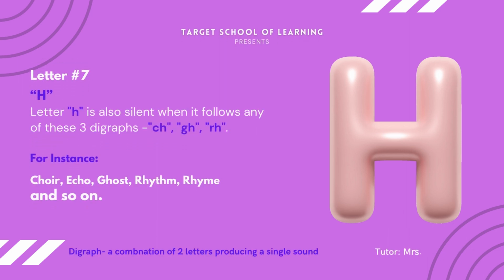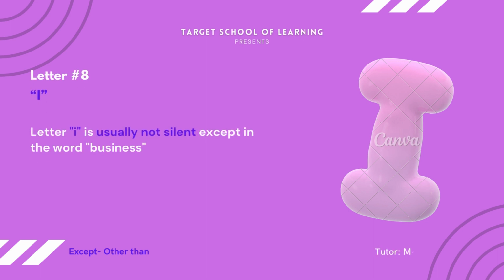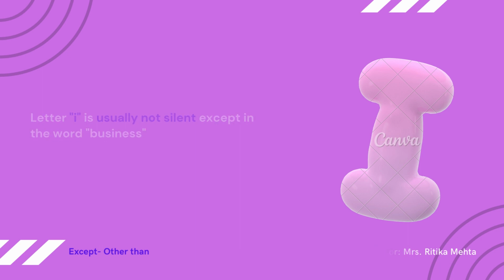Letter H is also silent when it follows any of these three letters: CH, GH, or RH. For instance, choir, echo, ghost, rhythm, rhyme, and so on. Letter I is usually not silent except in the word business.